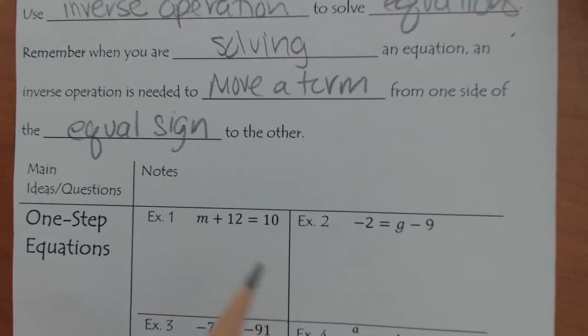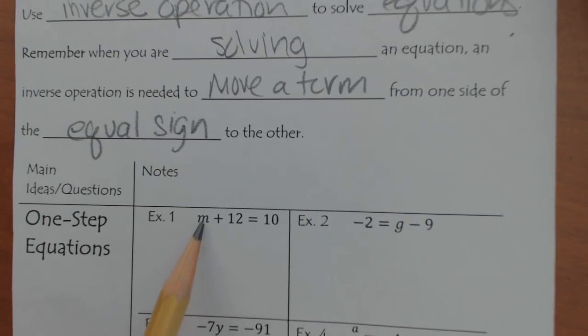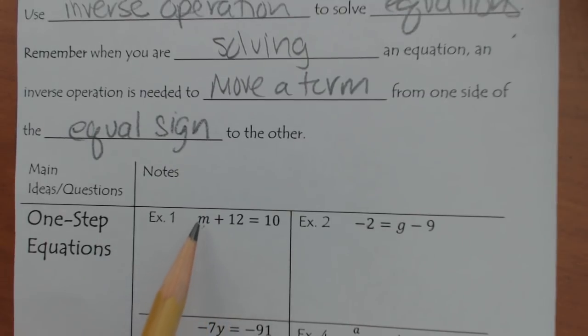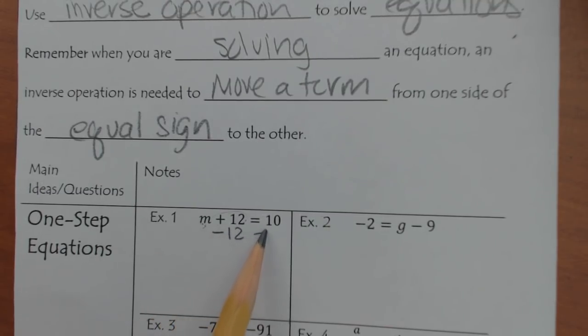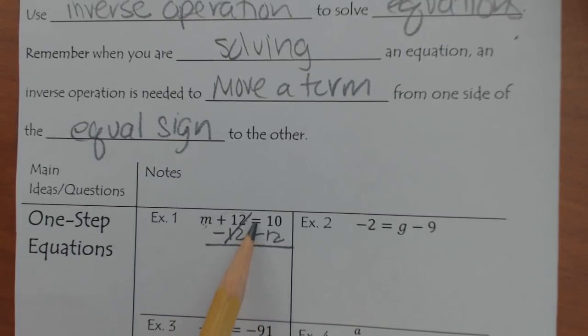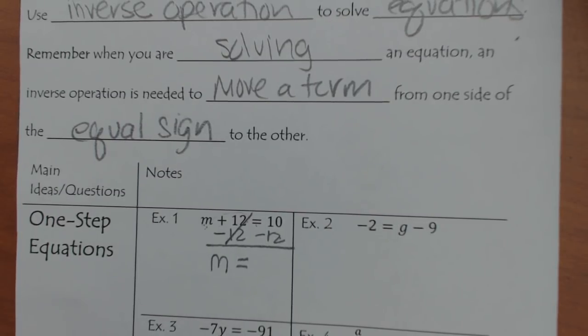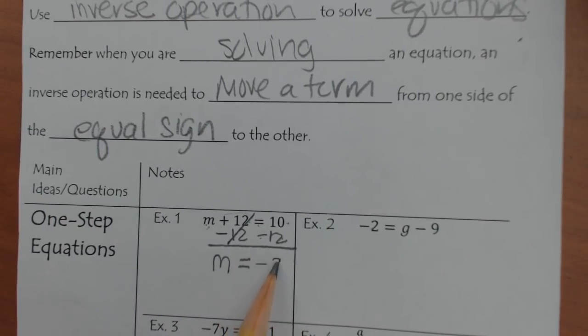One-step equations. What we're going to have to do is solve for the variable. We need to find what number we can put into m to make the equation true or balanced. So let's find out. Here we have m plus 12 equals 10. Since this is being added to the variable, we need to do the inverse, which is subtraction. So we're going to subtract 12 from both sides of this equal sign. Rewrite the variable, rewrite the equal sign. Be careful, because if you lose your equal sign, you lose the problem and then you're done. So don't do that. 10 minus 12 is negative 2.